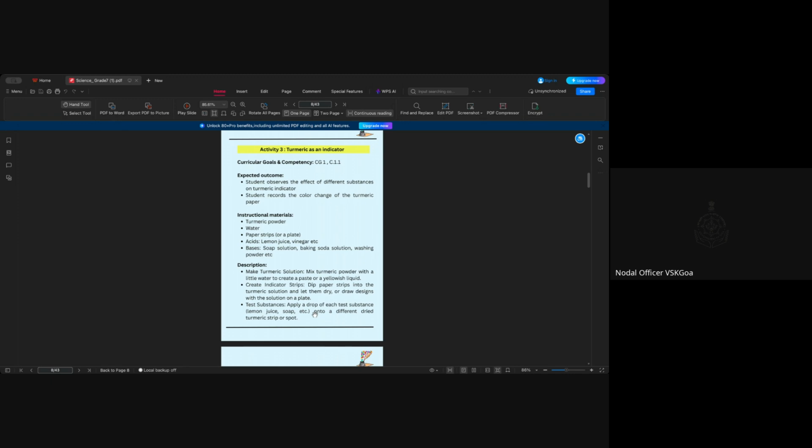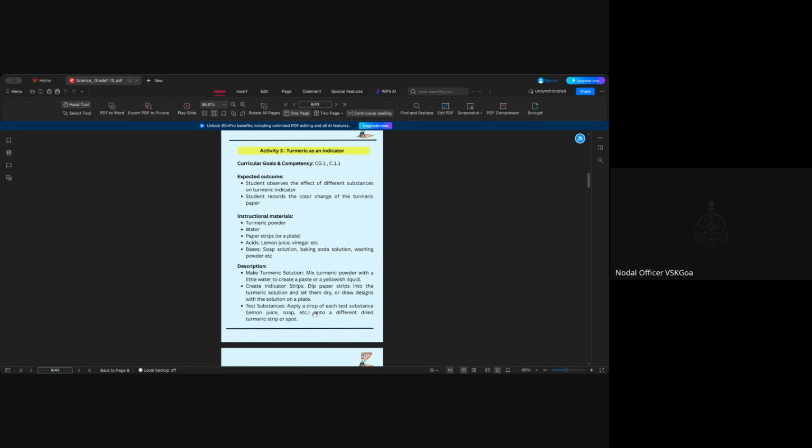So here what we are going to do is give them a task to prepare these turmeric paper strips. They are going to first make the turmeric solution. They are going to dip the paper strip into it. They can draw designs on the strips when they are preparing them. And then they are going to test this turmeric paper with different samples, certain samples of acids and certain samples of bases, so that they can explore what changes they see in that context.